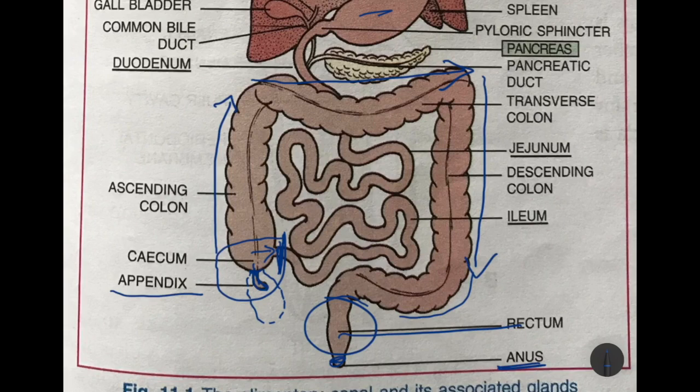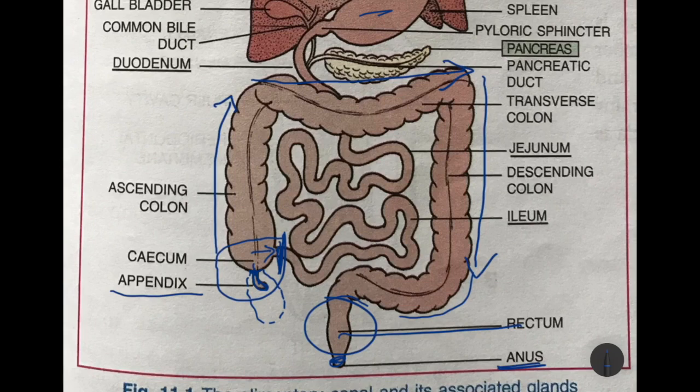No digestion takes place here. No enzymes are secreted here. And what happens? Most of the water is absorbed, but very little digested food. Most of the food that passes through the large intestine is undigested material.